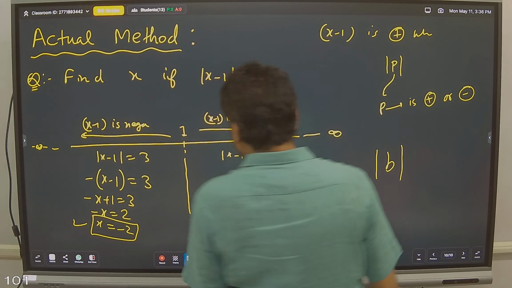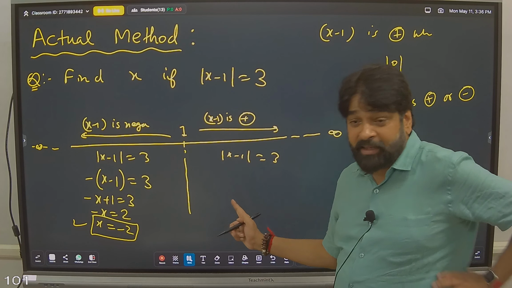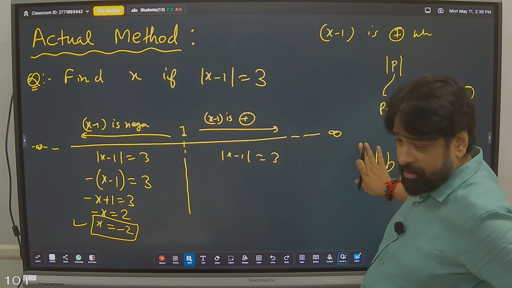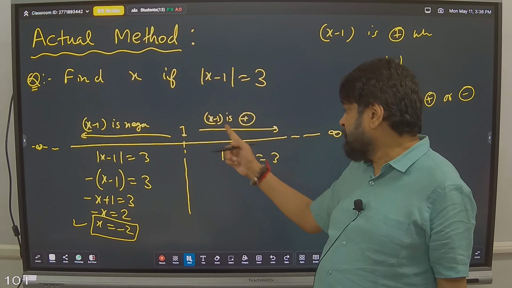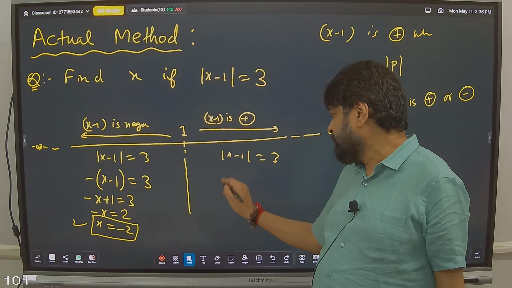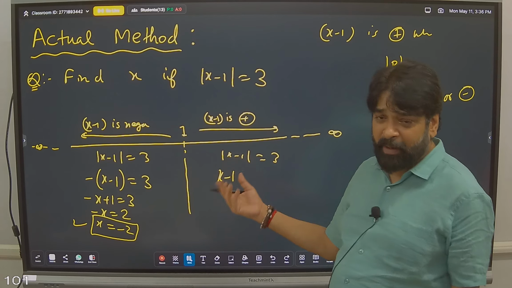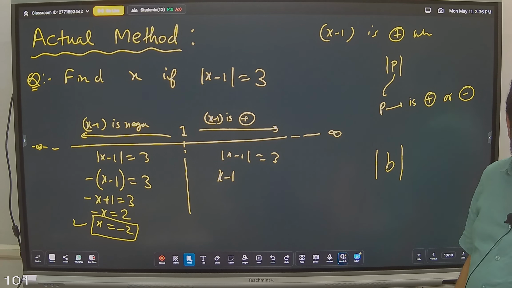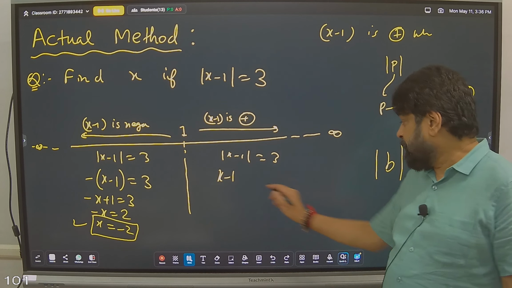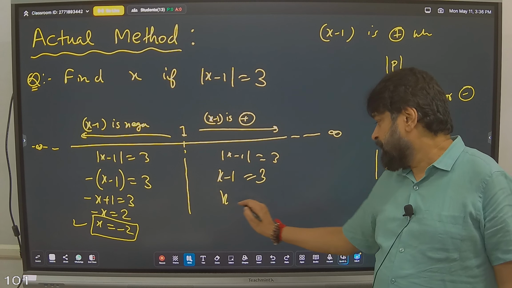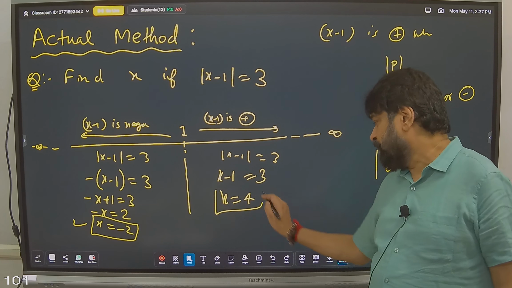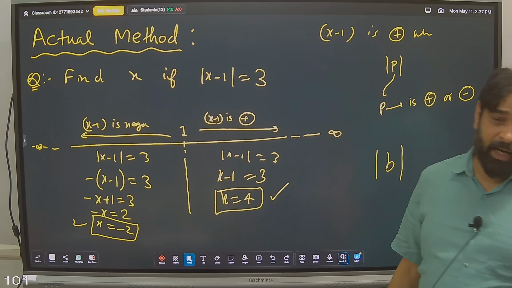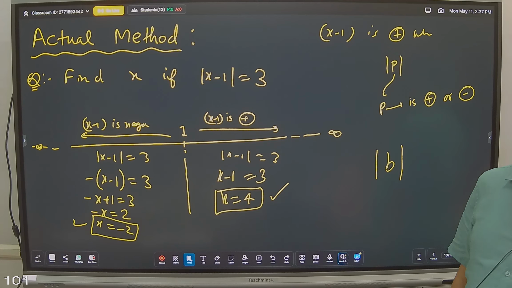Acha. After 1, whatever answer is coming, that should be bigger than 1, because your area is this. Now here I am solving. X minus 1 is positive. So what do you say here? Mod x minus 1 I can directly remove, because mod p equals p if p is positive. Speak out. So x minus 1 equal to 3, x equal to 4. Tell me, does x equal to 4 satisfy the condition or not? Yes. So there are two solutions, minus 2 or 4.